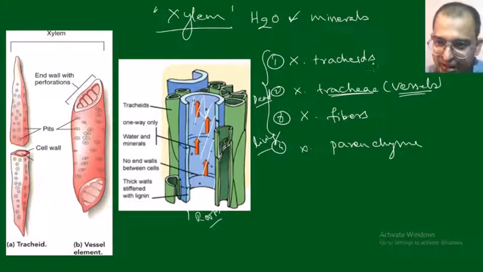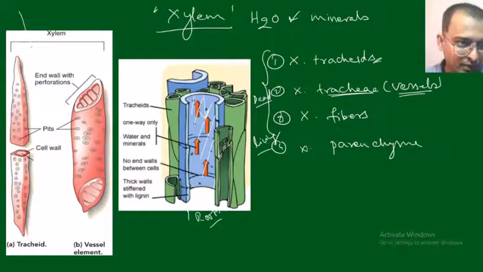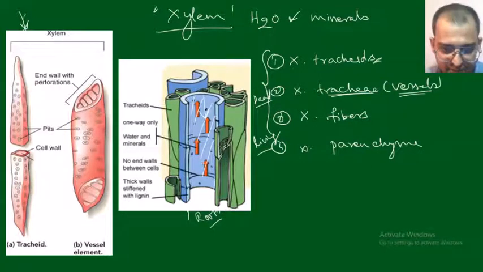The tracheids are different from the trachea or vessels in that they have tapering ends, and they have a lot of pits. Here is the cross section, you can see it is also thick walled, and inside it is an empty cavity, just like this pipe which is empty inside. Similarly, the tracheid is also empty. The only difference is that trachea or vessels are continuous, whereas tracheids have these tapering ends and are discontinuous.